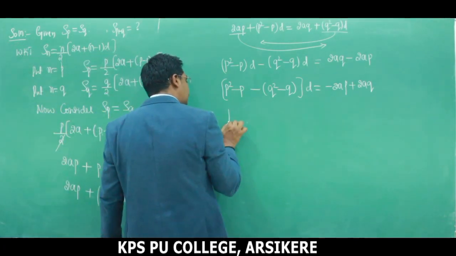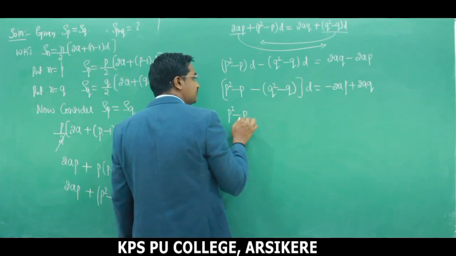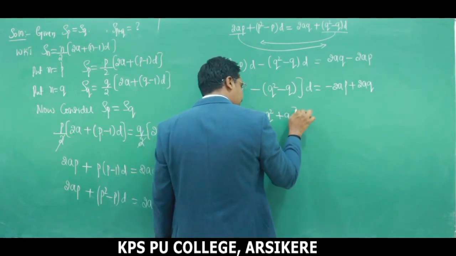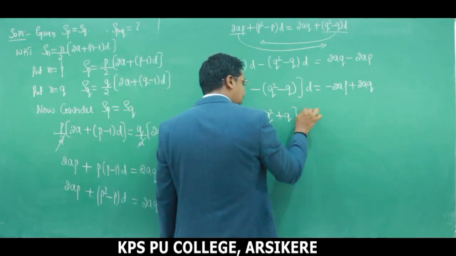Next step is simplification. P square minus P minus Q square plus Q into D.